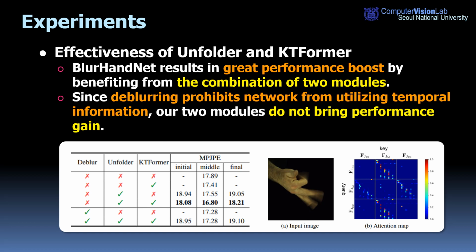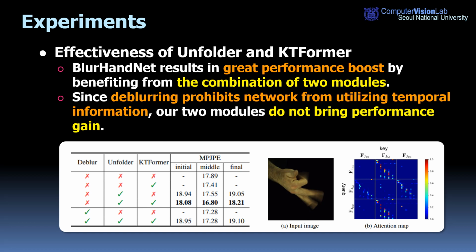We validate the effectiveness of the proposed Unfolder and KTFormer through our ablation study. While solely employing either Unfolder or KTFormer shows a slight improvement over the baseline networks, BlurHandNet results in a great performance boost by benefiting from the combination of two modules. These results demonstrate that each module effectively complements each other.